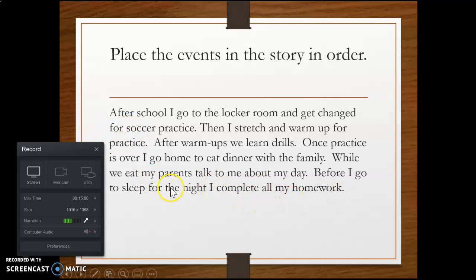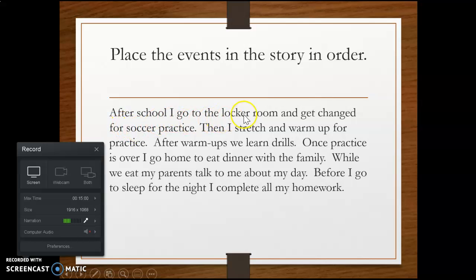So again, you're going to go through this story and you're going to place the events in order. So maybe 1 would be finishing school, 2 would be going to the locker room and getting changed, 3 stretching, and so on and so forth. I'm going to read the story to you one more time just so you can hear it again.